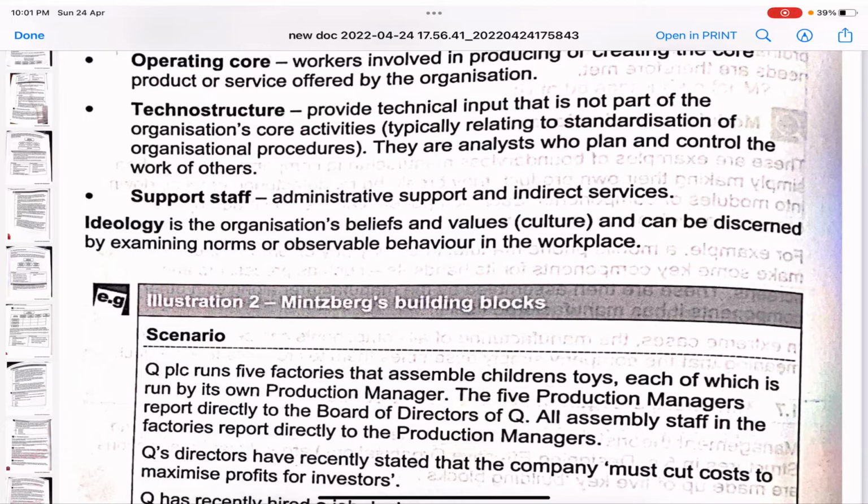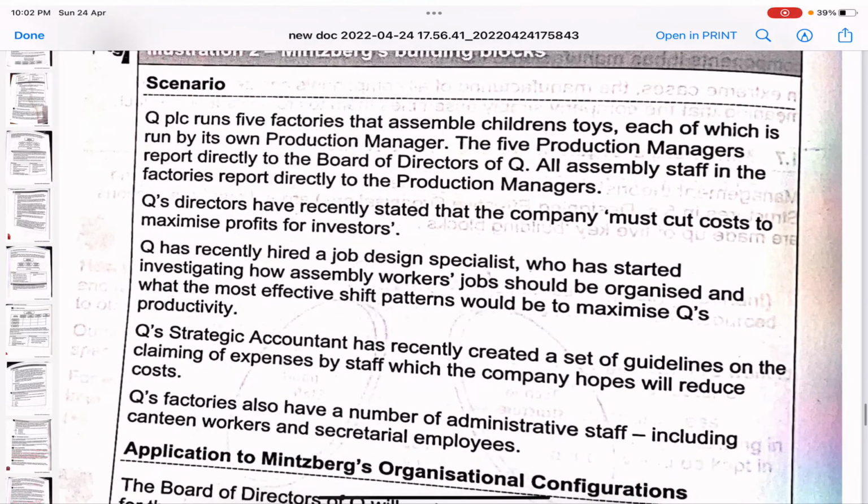Moving on, now we come to ideology. Ideology is the organization's beliefs and values, culture, and can be discerned by examining norms and observable behavior. So ideology is whatever the organization believes in. Okay, so repeat with me again. What are the five building blocks of an organization according to the management theorist Henry Mintzberg? Strategic apex, middle line, operating core, technostructure, last one, support staff. Very good.